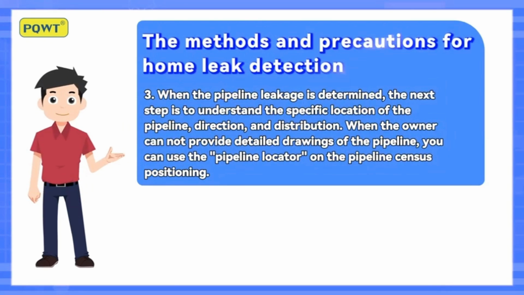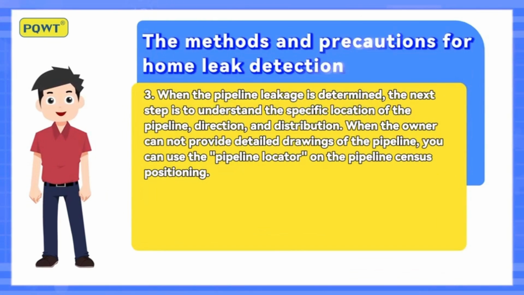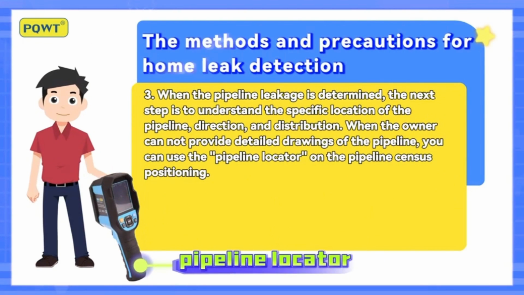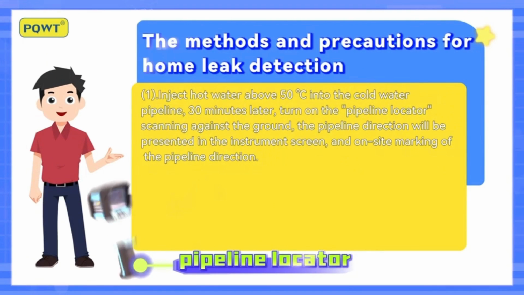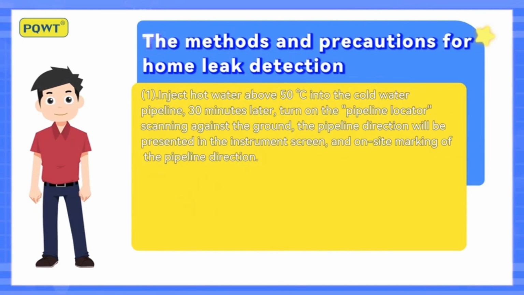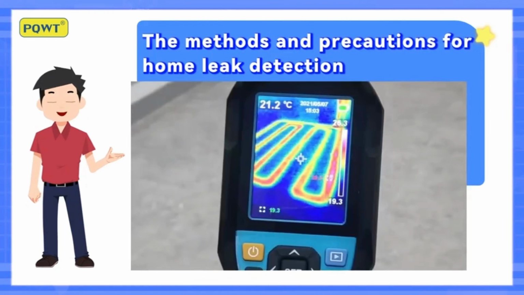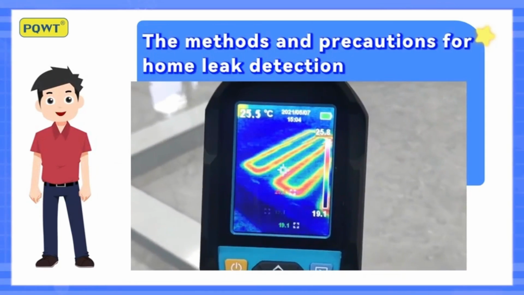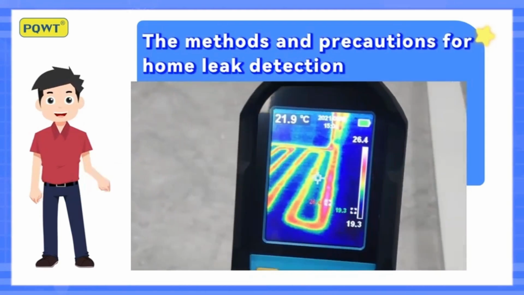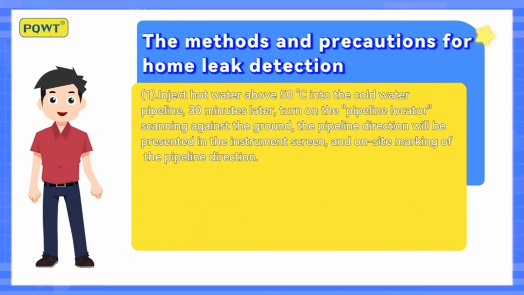3. When pipeline leakage is determined, the next step is to understand the specific location, direction, and distribution of the pipeline. When the owner cannot provide detailed drawings of the pipeline, you can use the pipeline locator. 1. Inject hot water above 50 degrees centigrade into the cold water pipeline. 30 minutes later, turn on the pipeline locator. Scan along the ground, and the pipeline direction will be presented on the instrument screen, and marked on site.